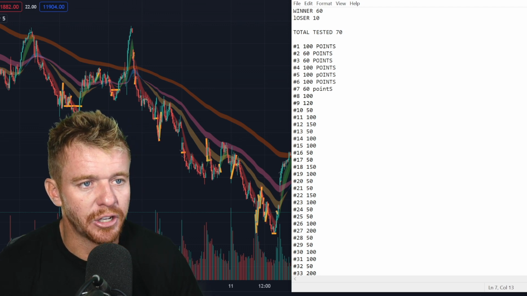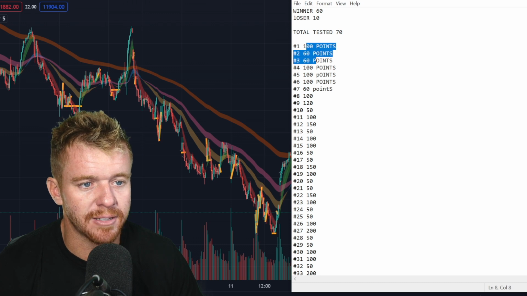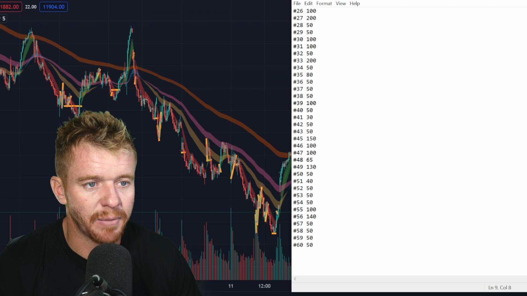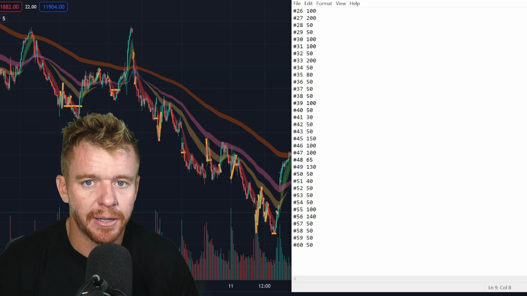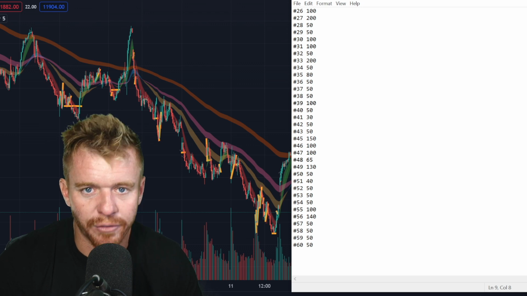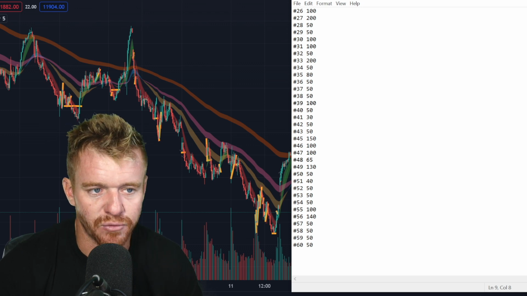And then you can see the upside potential on these trades was 100 points, 60 points, 60 points, 100 points. I would say a minimum profit target off of this setup is 20 to 40 handles, and then 50 is very doable.